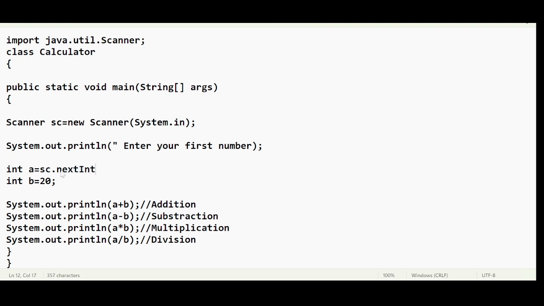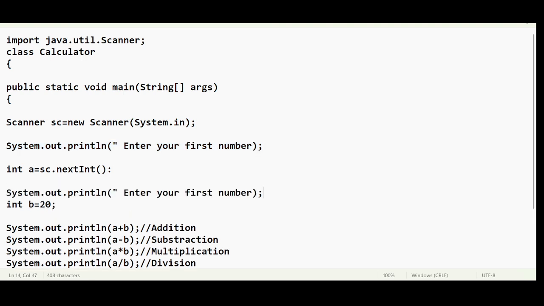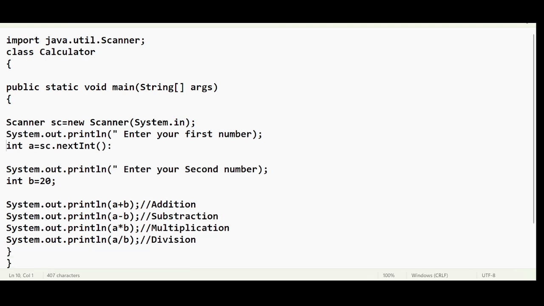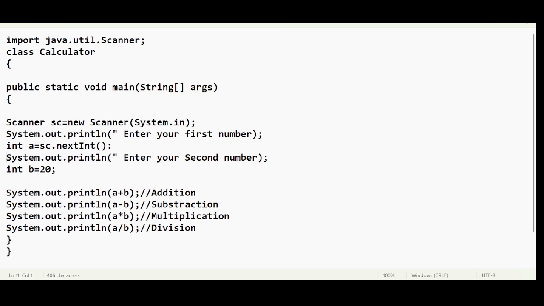And again, let me copy this. So again, I'm going to ask the end user, enter your second number. Second number. Don't worry about this code. I will explain you each and every line. Enter your first number, enter your second number. Okay, the user is going to enter what? He is going to enter the second number. Right?